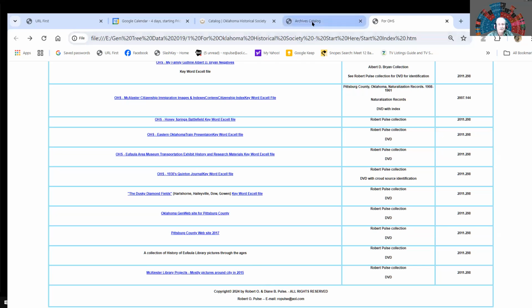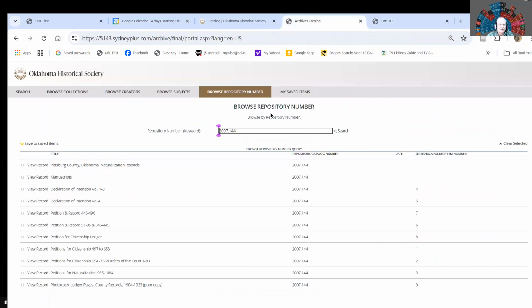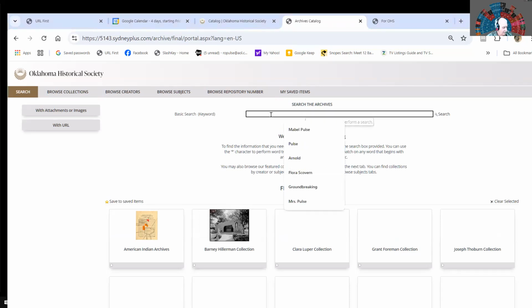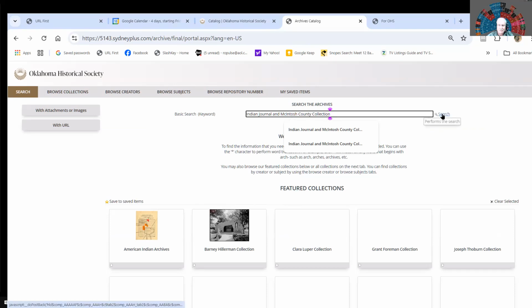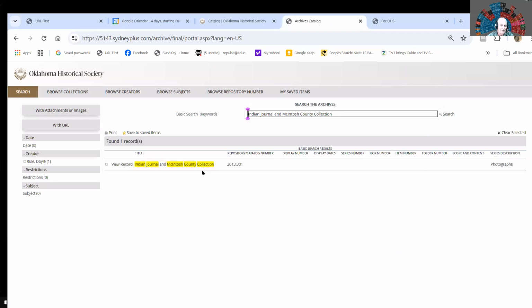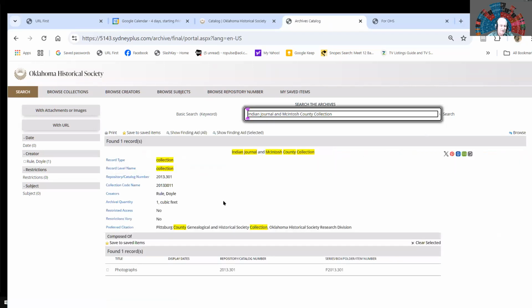Okay. We did the search by browsing for repository number. Oops. Let's go back to here. Now let's do the search using names. The collection that was renamed properly now for the Indian Journal at McIntosh County, this is the Doyle Rule collection, as I like to call it, is now here. And so you can view that record and see all the detail that's in it.